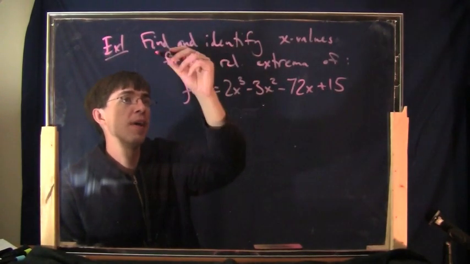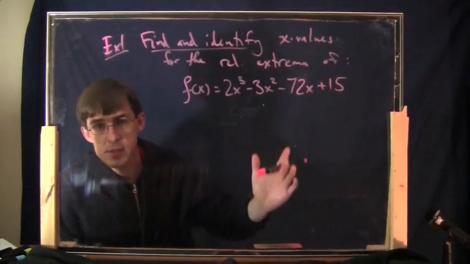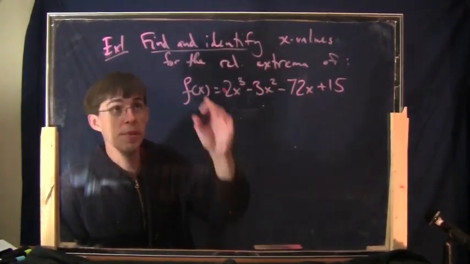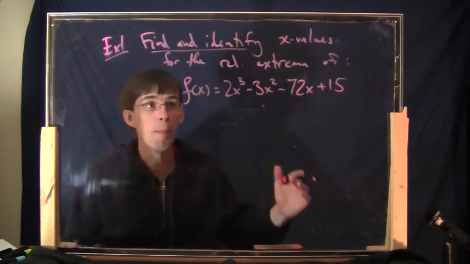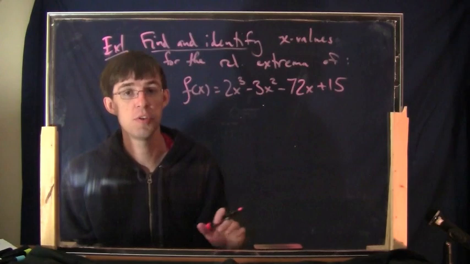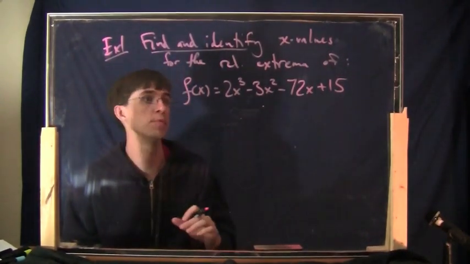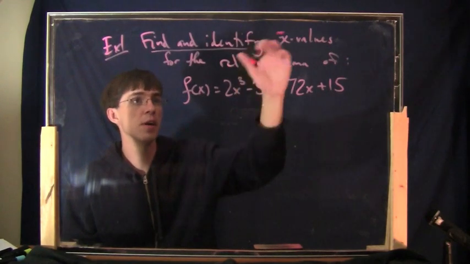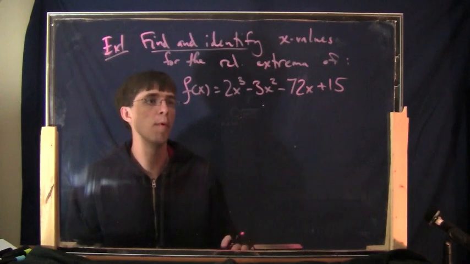What I mean by find and identify here is, tell me what the x value is, and that will be the find. Identify means tell me if it's a minimum or a maximum. The relative extrema are each either a relative minimum or a relative maximum. So for each of the relative extrema, tell me what the x value is and also tell me if it's a minimum or a maximum.